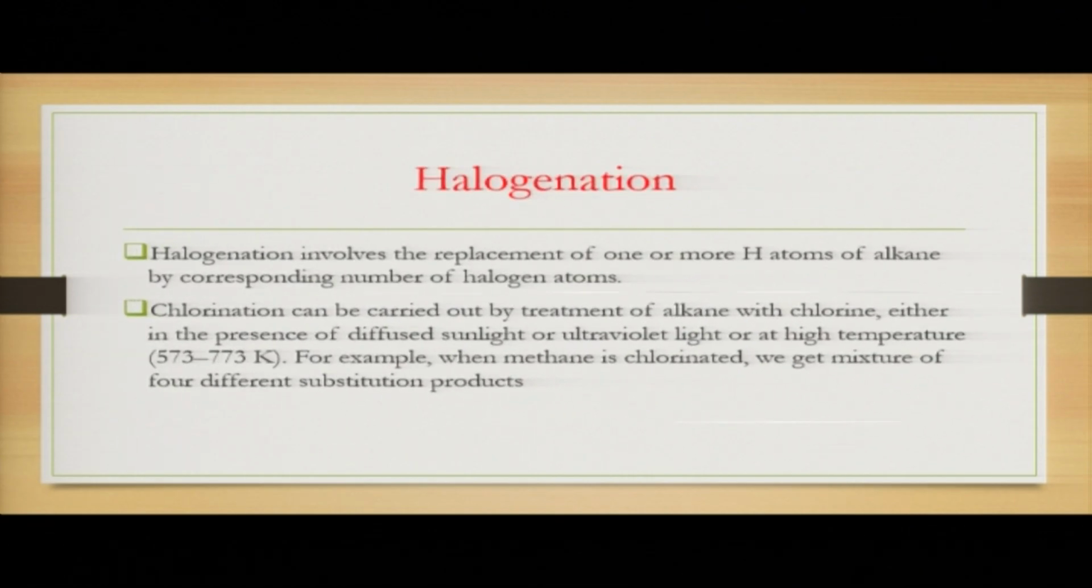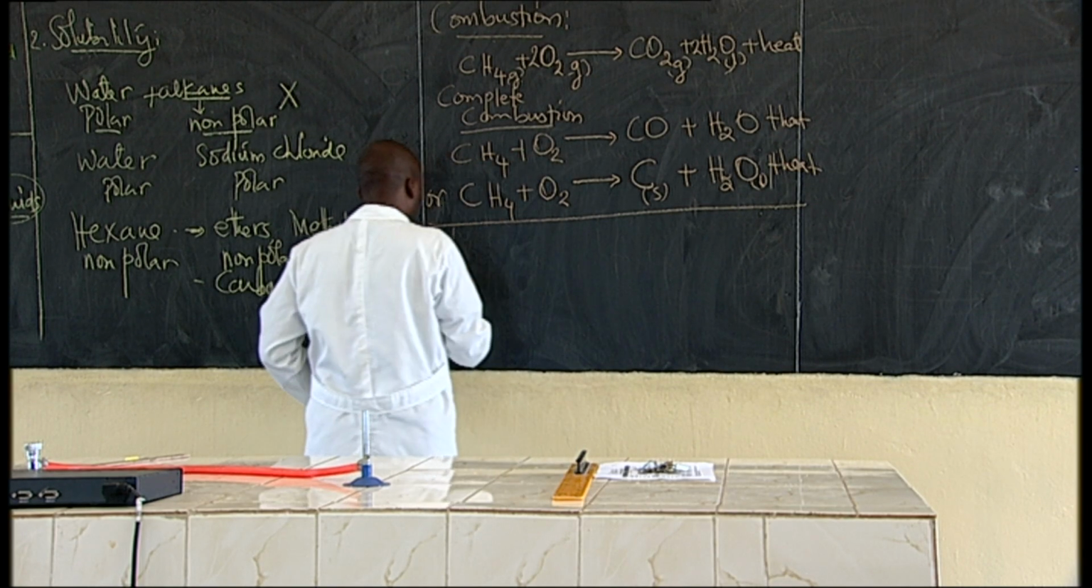Remember I said these compounds are less reactive, but under certain conditions, they can react to form other compounds. So halogenation is the addition of halogen. Halogens are group 7 elements. These reactions involve halogenation.